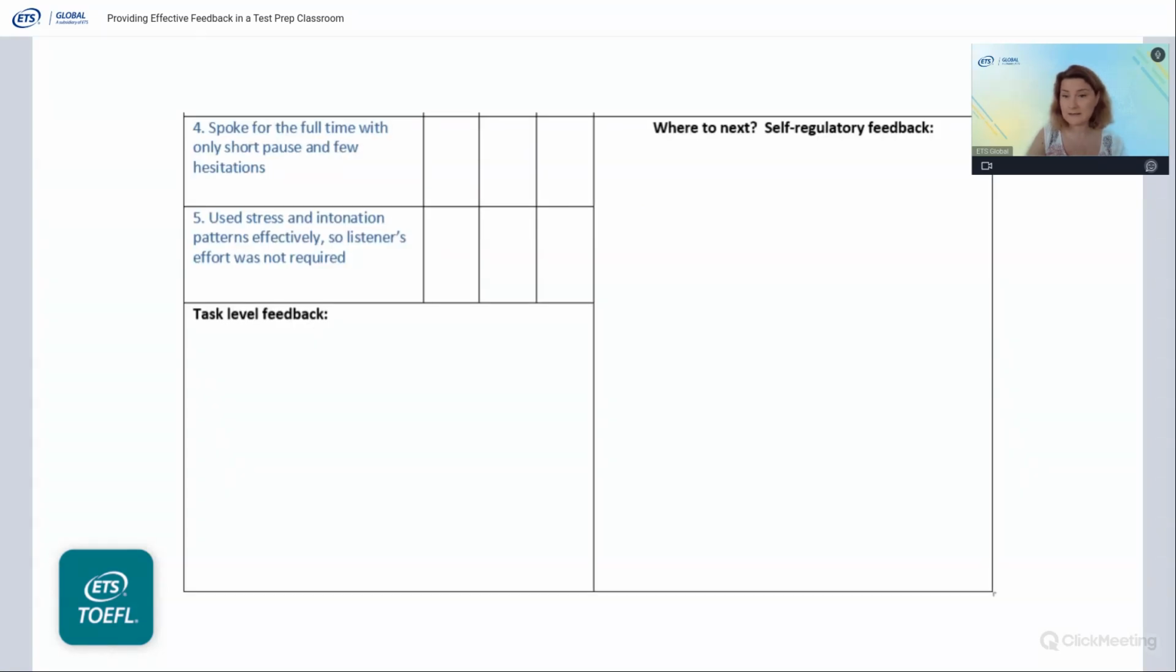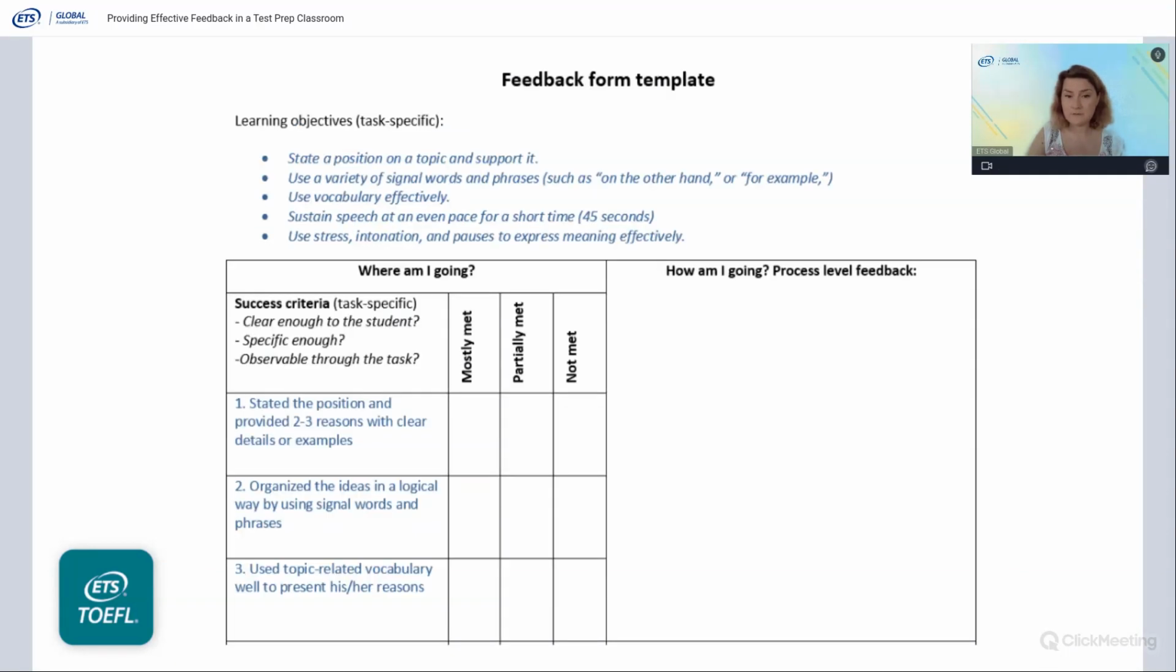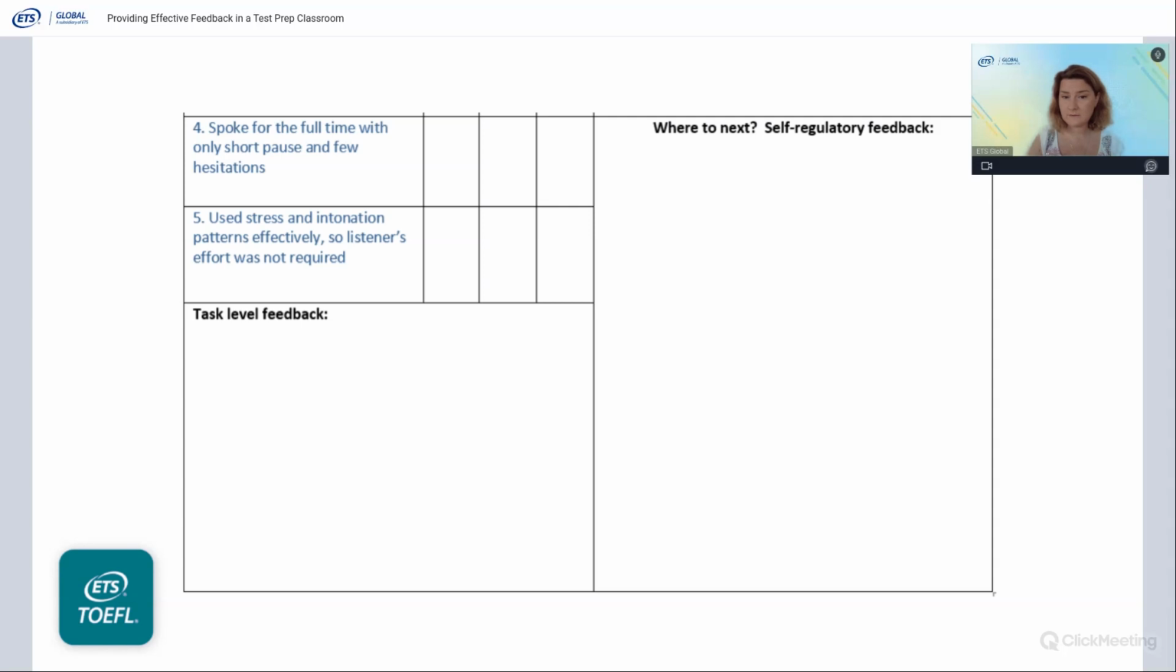It's the part that's directly under the success criteria. We have a process level feedback that's on the right-hand side of the handout, which is basically about what processes that student used, what did he or she apply, and whether that was successful or not. And then where to next, so self-regulatory feedback. What can students do extra on their own in order to improve their performance in the future for similar tasks?